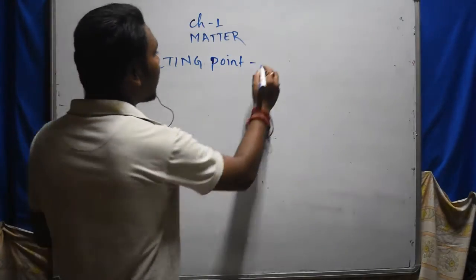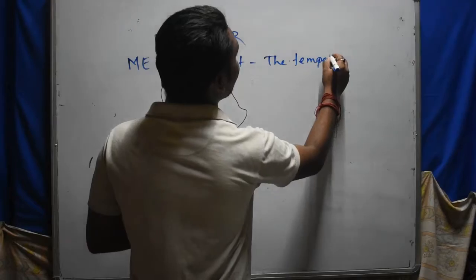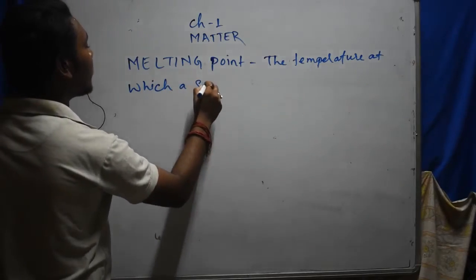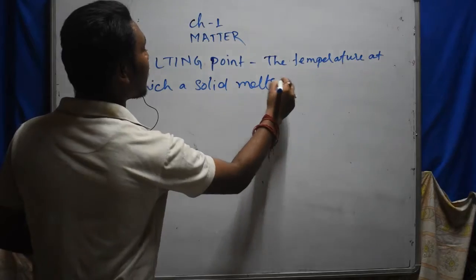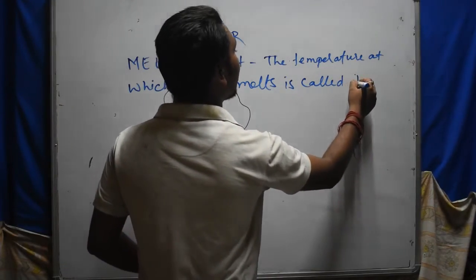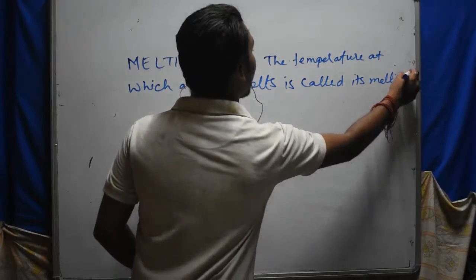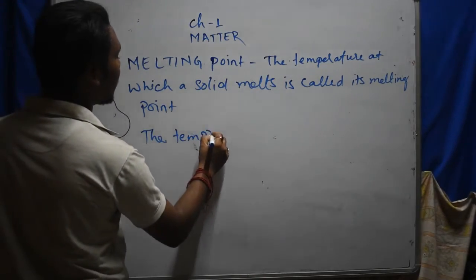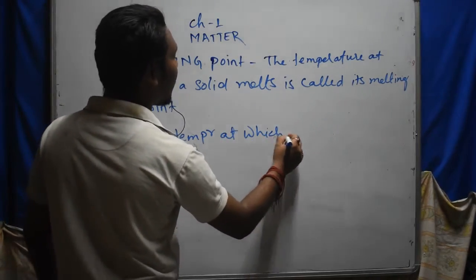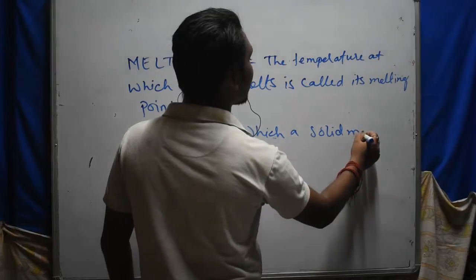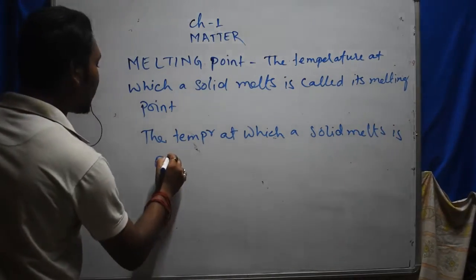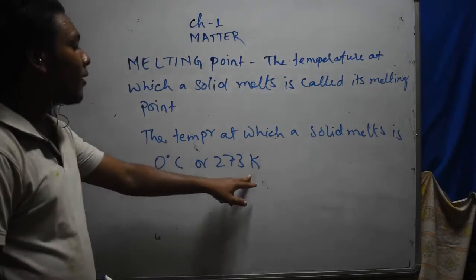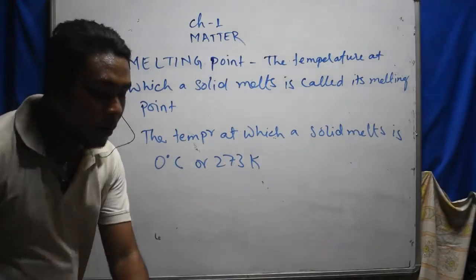The temperature at which a solid melts is called its melting point. Okay, the temperature at which a solid melts is 0 degree centigrade or 273 Kelvin. Now we'll see how to convert degree centigrade into Kelvin and Kelvin into degree centigrade. Okay. Next topic is latent heat of fusion.